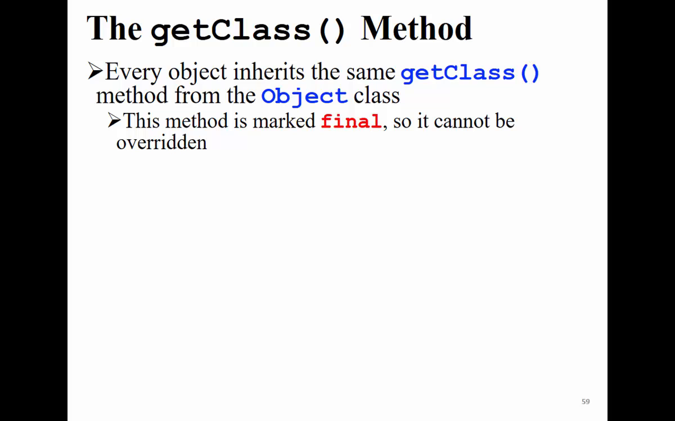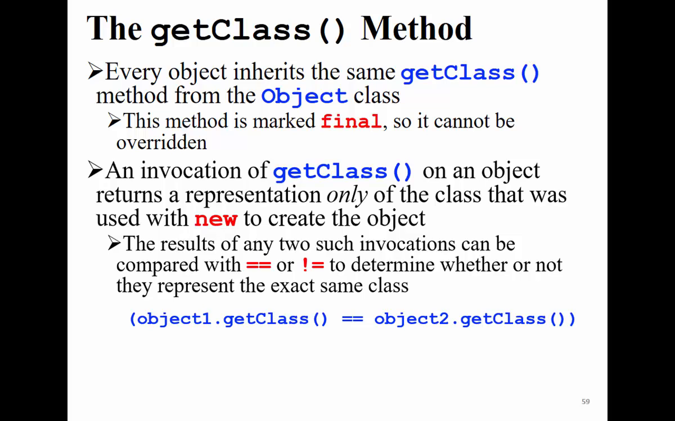Now let us look at getClass. getClass is a final method. No one can override it. And what is its behavior? It returns the name of the class that is used when you use new to create the object. And you can use the equal and not equal operators to check whether these two objects are created from the same class or not. So with new Employee, when I call getClass, I will get the class name used with the new operator.